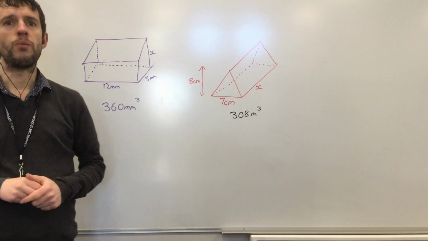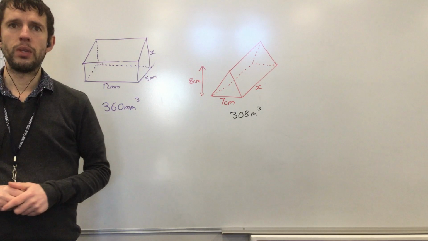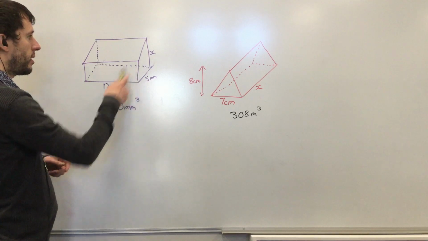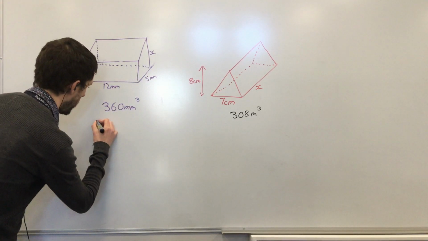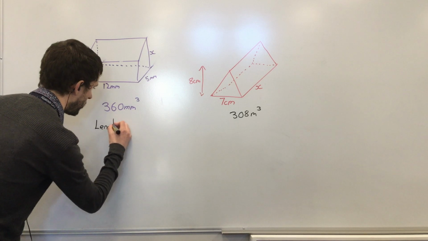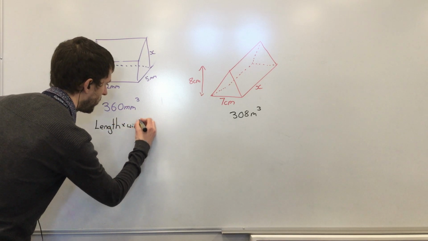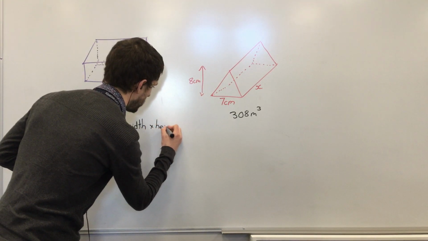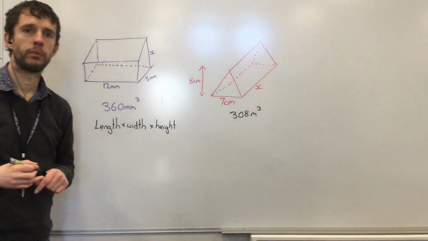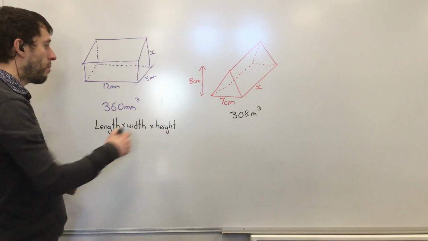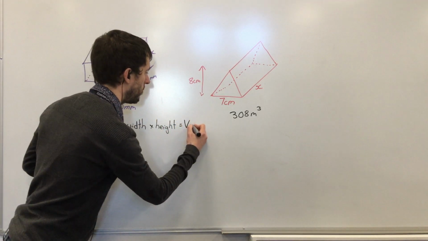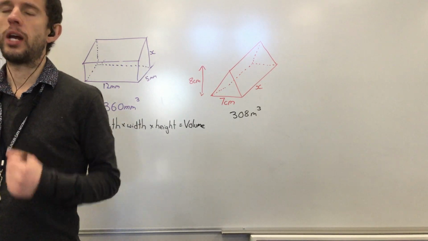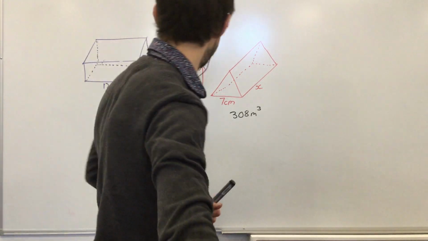Well, if we're thinking about a rectangular prism or any prism, we always think about the area of the base times the height. So if we've got the base here, it is length times width, that's the base, times height. And that will tell me the volume. So first thing we need to do is always think about our equation and write it down, and then we need to fill in the information. So let's have a go.